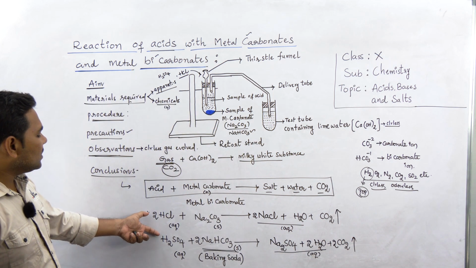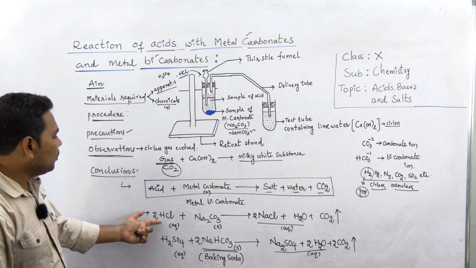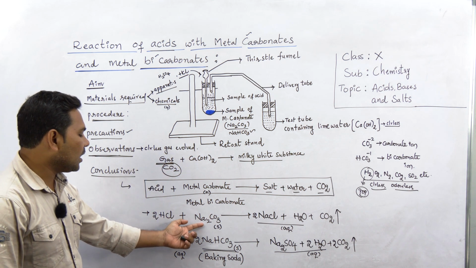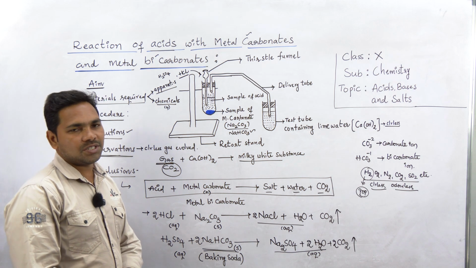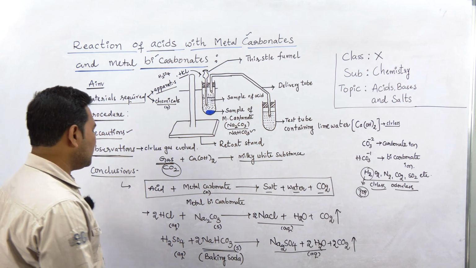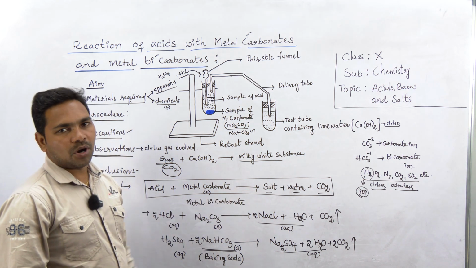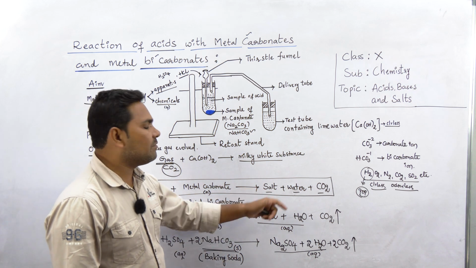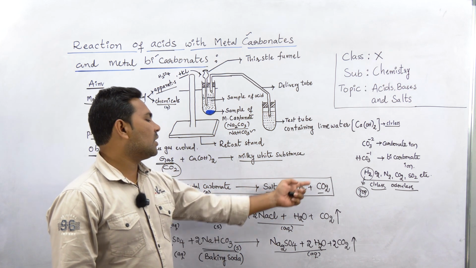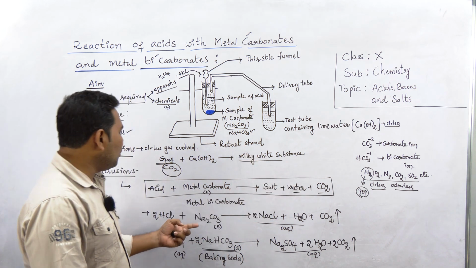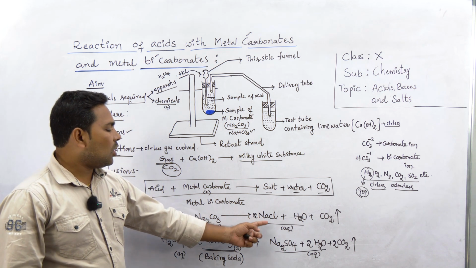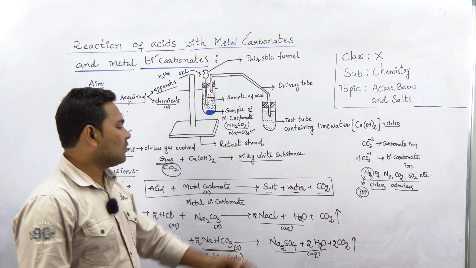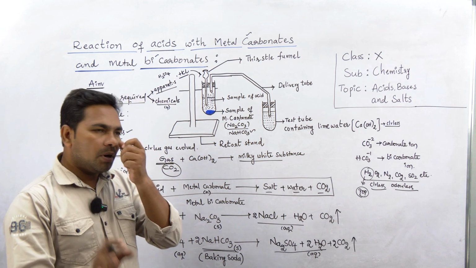This is common. When you repeat this activity with sodium carbonate, sodium bicarbonate, or you can take potassium carbonate, potassium bicarbonate, you will get the same products. Same products means the nature of the products produced is the same: salt, water, carbon dioxide. But when you repeat with different metal carbonates and different acids, the salt that we get also differs, but water and carbon dioxide are the common products.